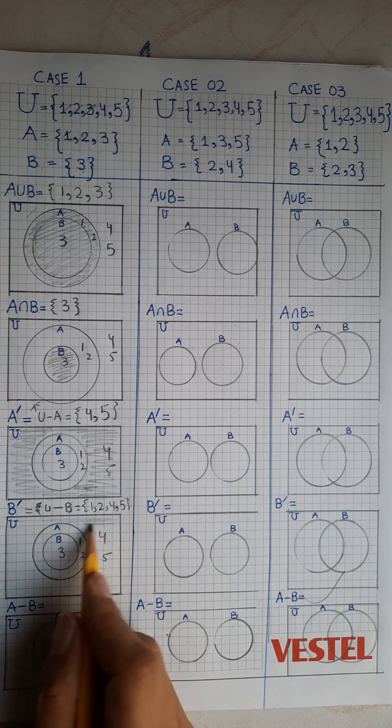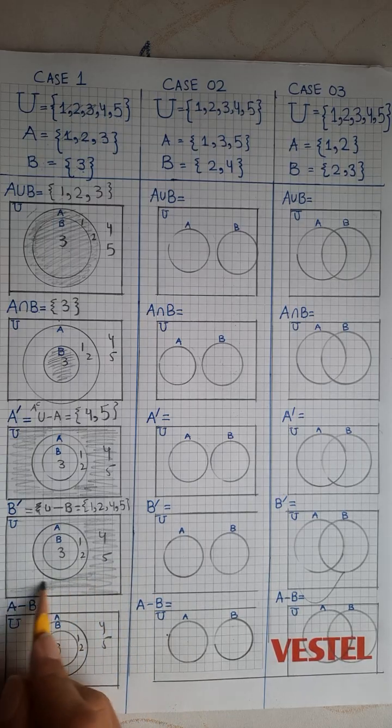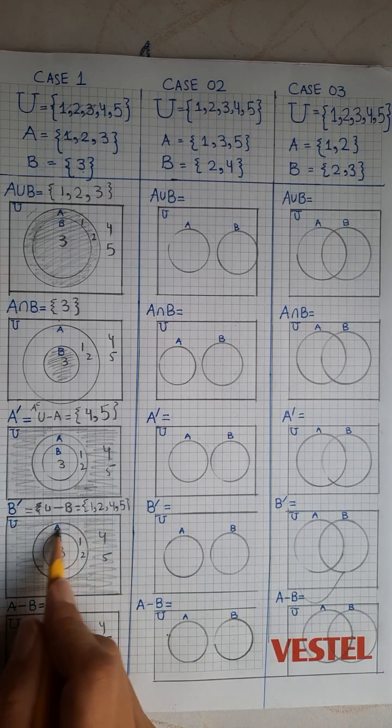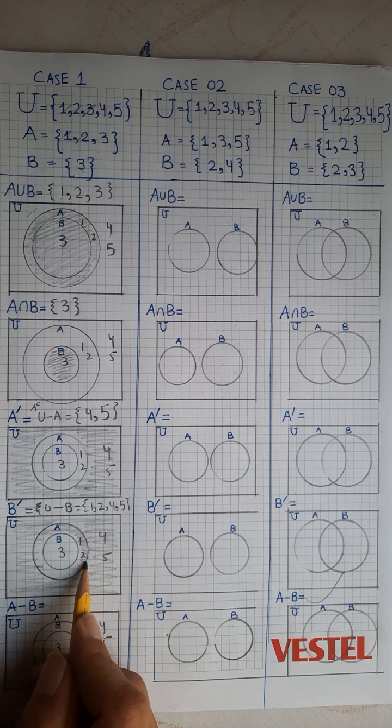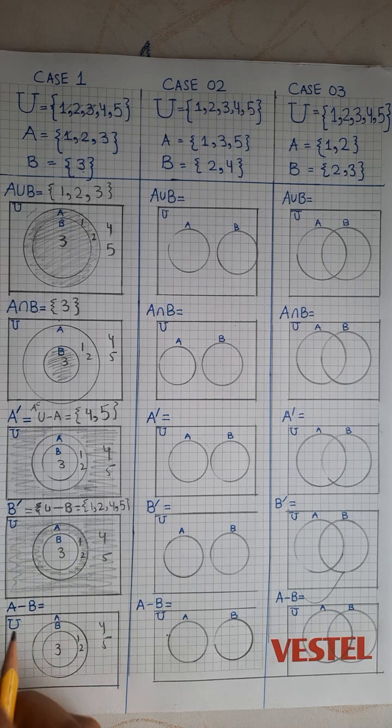So let's shade the outer area. In the set A, we don't have to shade the set B. So that's how you do it.